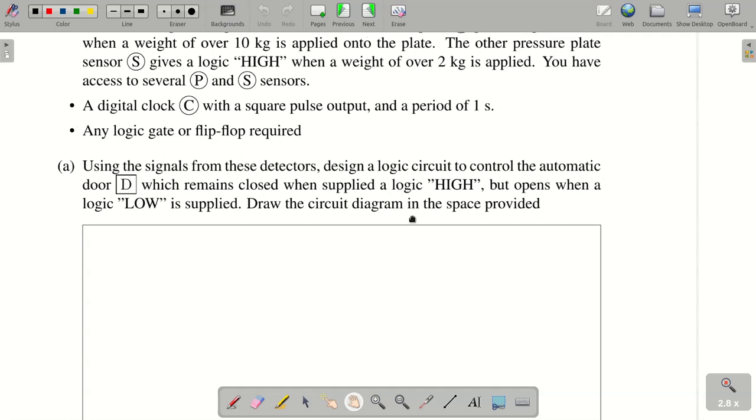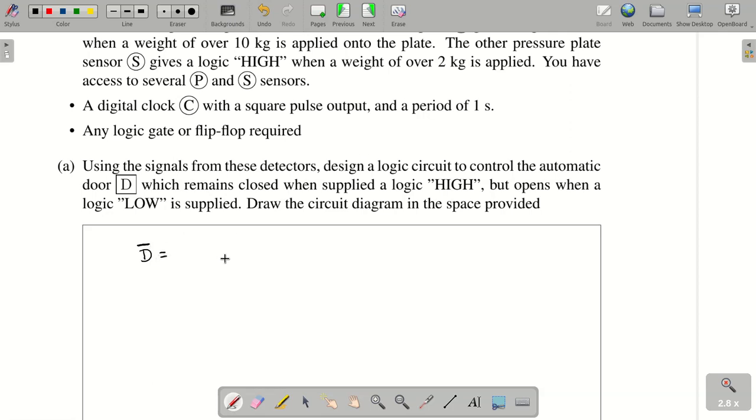Okay, so what do you need to do? You need to create a logic circuit where D is closed when it's high. So we need to come up with a circuit which you write for D bar. So whenever the statement is true, then D bar is high or D is low, and then the door will open. Okay, so we need to make an expression for D bar.